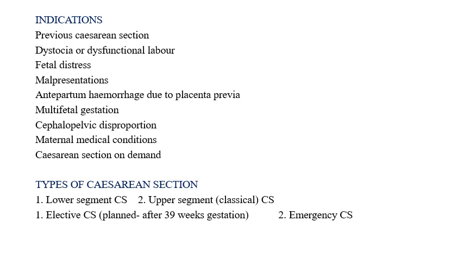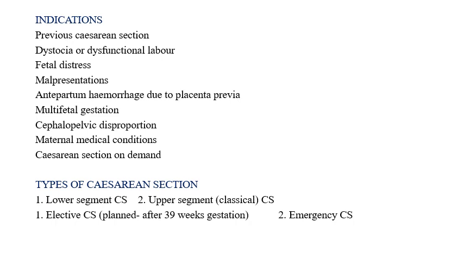Indications of caesarean section. Previous caesarean section, then dystocia or dysfunctional labor, fetal distress, malpresentations, antepartum hemorrhage due to placenta previa, multifetal gestation, cephalopelvic disproportion, maternal medical conditions, caesarean section on demand.